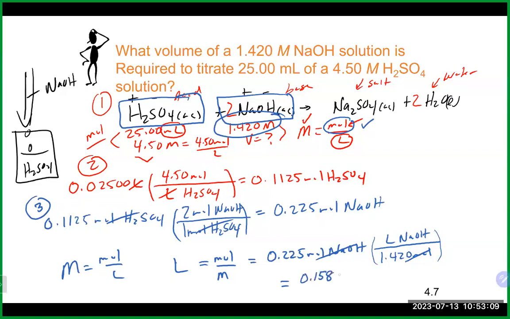0.158 liters of sodium hydroxide, which, if you multiply that by 1,000, is 158 milliliters of sodium hydroxide. So if you did this titration, you would need to add 158 milliliters of sodium hydroxide to reach the equivalence point in this titration. And that's really step number 4.